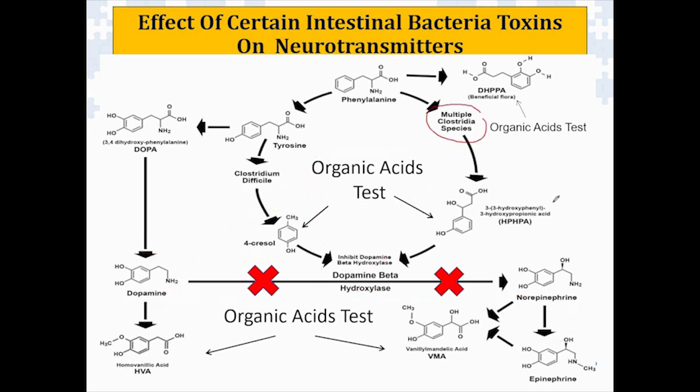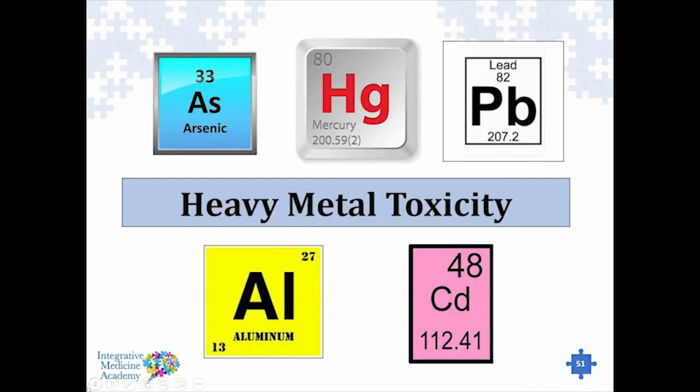Other Clostridia bacteria produce a compound called HPHPA. HPHPA as well inhibits dopamine beta hydroxylase, leading to an increase of dopamine. And then come the toxic reactions from excess dopamine within the nervous system, because one of the things that happens with too much dopamine is it can lead to oxidative stress and nerve cell damage, and can actually start to break down dopamine-producing neurons in the brain that leave people susceptible to things like Parkinson's disease.